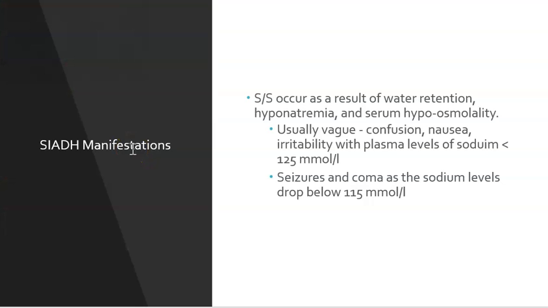Now we can move on to syndrome of inappropriate antidiuretic hormone. So manifestations and treatment: the signs and symptoms of SIADH are going to occur as a result of water retention, hyponatremia, and serum hypoosmolality. They're usually pretty vague. They may have some confusion, nausea, irritability. And as it advances, they're going to have seizures and coma, and that's as a result of the hyponatremia.